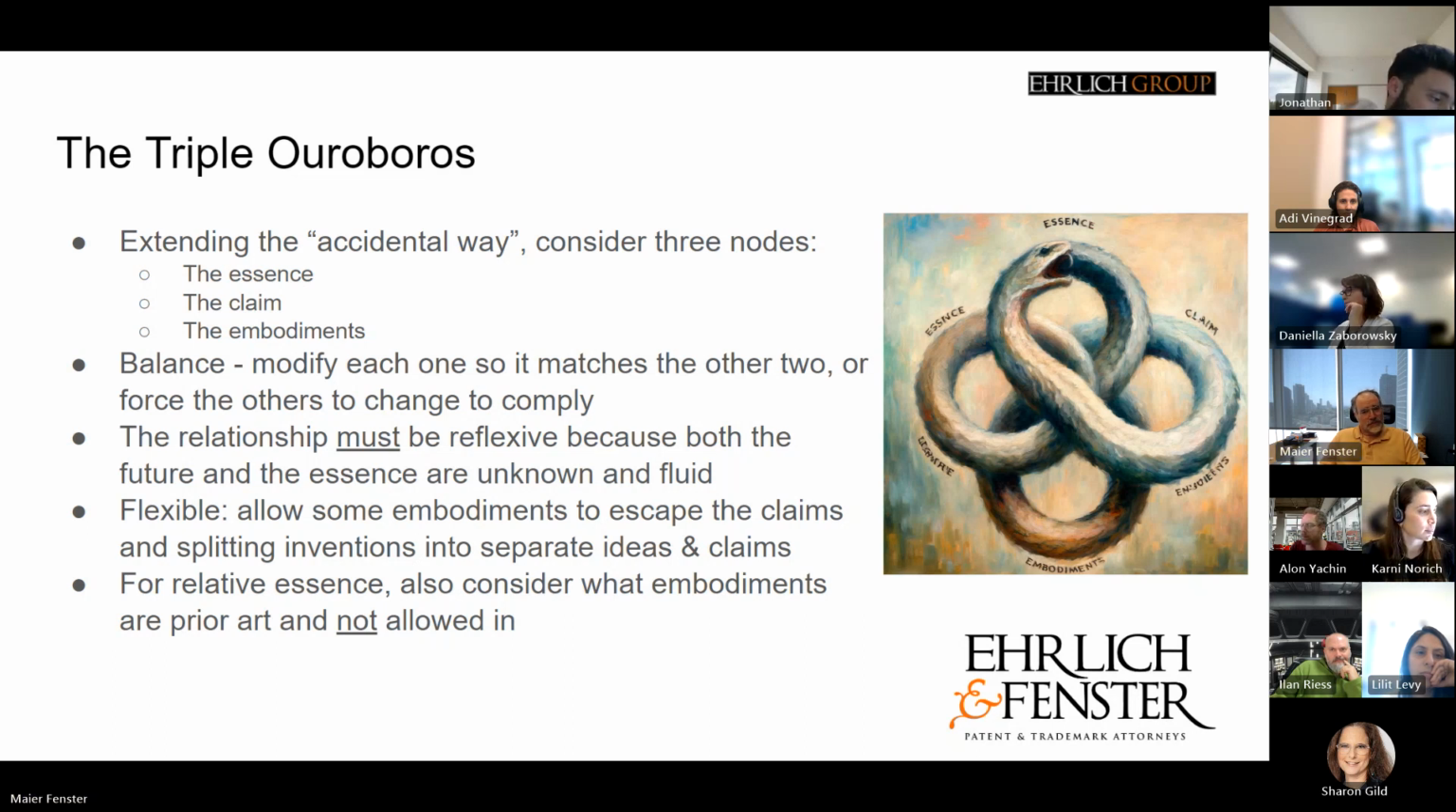Now, if you know everything, you're going to have balance. The essence will match the claim, and the claim will cover the embodiments. In the real world, they don't. So what you need to do is, let's say your essence doesn't match the claim, you need to modify your understanding of the essence, or you modify your claim.